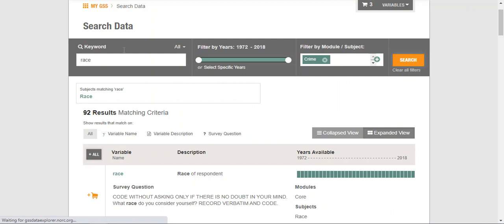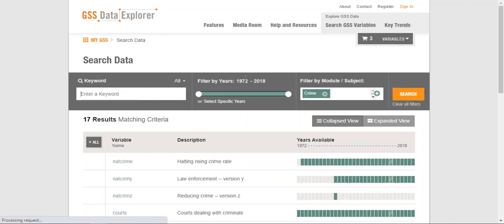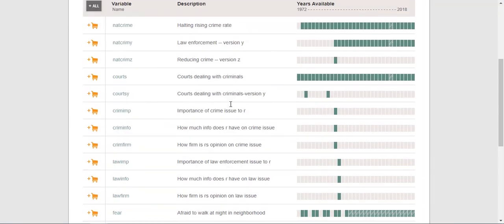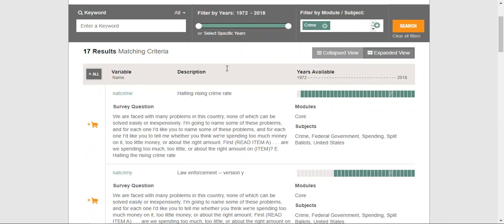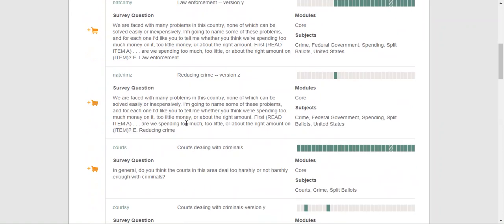So this one, because I still have race here, I was going to search for race connected with crime. So in that case, it didn't show. So go ahead and get rid of that and press search. So for instance here, you see crime, and there's all sorts of things about crime, anything that's regarding crime. So if you're generally interested in crime, you could go down here, let's see.